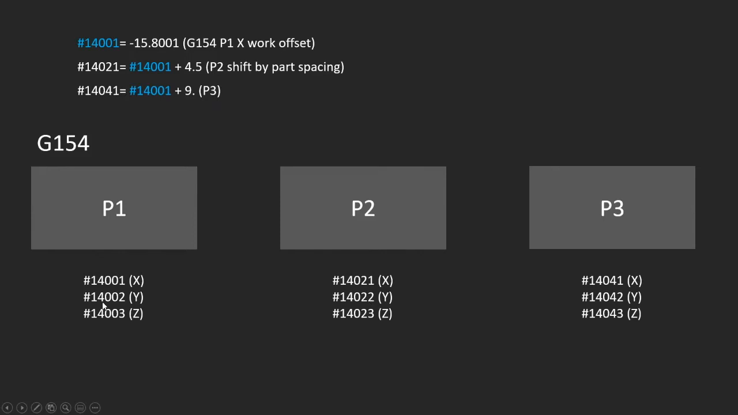So what I can do is I can actually put in that 14,022 is equal to 14,002, and likewise 14,042 also equal to that same one. So this way I transfer the Y and the Z over to these other guys, and I do this math for the X, and I've got all my work offsets set. And if you have quite a number of parts, this is even more powerful. The more that you're doing, the more that you're repeating, the more powerful this actually can be.